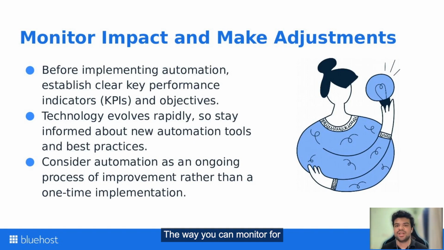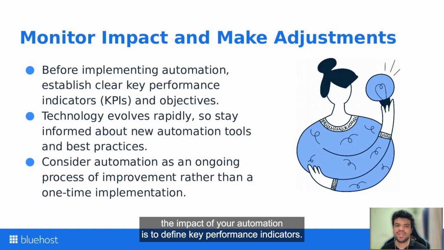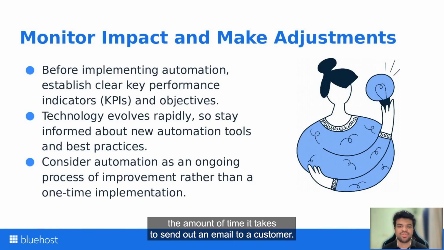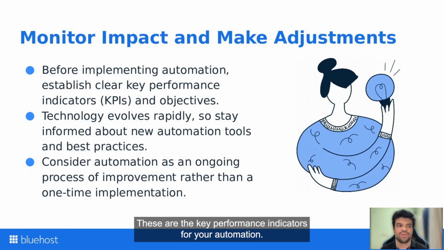The way you can monitor the impact of your automation is to define key performance indicators. Key performance indicators are standards that your website has to meet. For an e-commerce website, this can be the order processing time, the stock updation time, the amount of time it takes to send out an email to a customer. These are the key performance indicators for your automation. Let's say that some tools are not meeting those key performance indicators. You want to ensure that you make some minor adjustments.